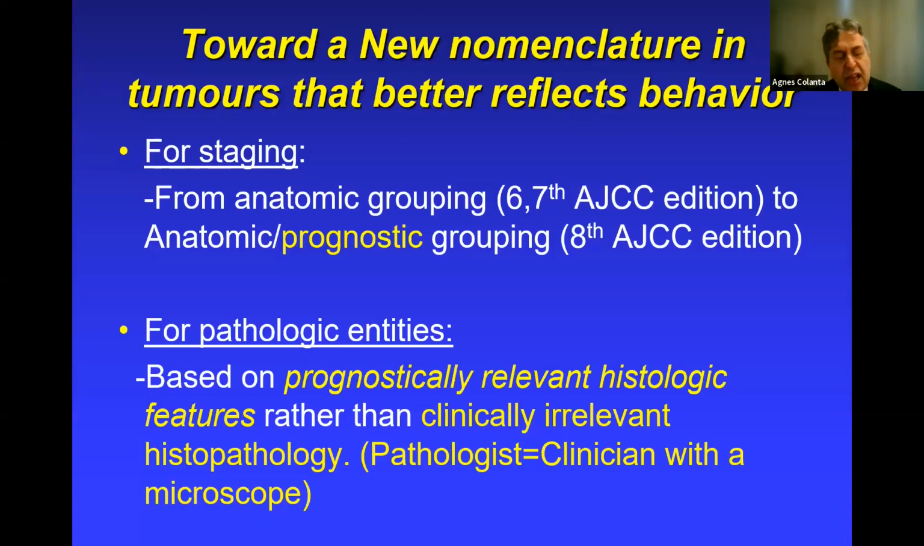Basically, I would like to close this talk by showing you that we are really going toward a new nomenclature in tumors that better reflects behavior. That was done a few years ago with the staging system that went from anatomic staging to anatomy and prognostic staging. For histopathologic entities, we should base the definition on prognostically relevant histologic features rather than clinically irrelevant histopathology, because, as Dr. Reuter, the Vice Chairman at Memorial, said, at the end we pathologists are simply clinicians with a microscope.